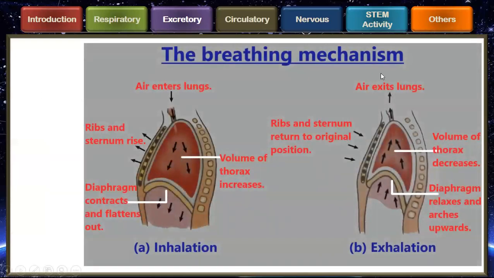Now, this is the breathing mechanism. How do we breathe? What happens when we breathe in air or breathe out air? Air enters the lungs. This is inhalation. The ribs and the sternum rise because of the air in our thorax. When there is a space here, this is what we call the thorax. The other word for thorax is chest.